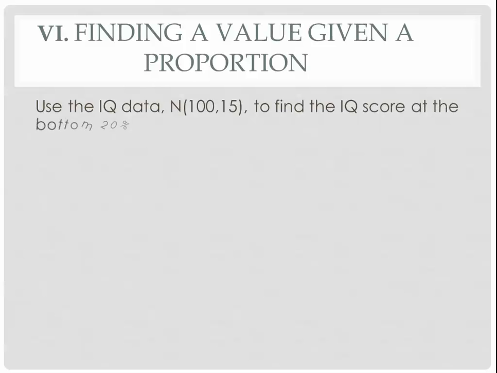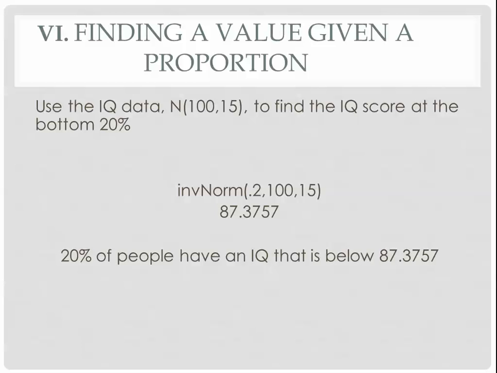Okay, so we're going to use the same IQ data to find the bottom 20%. Very similar. I want you to stop and draw the picture, and then come back. Inverse norm is what we're going to use. It's 0.2 to the left, which you should see very clearly from your picture. 100 and 15 for the mean and standard deviation. And we get 87.3757. That means, interpreting that, 20% of people have an IQ that's below 87.3757.